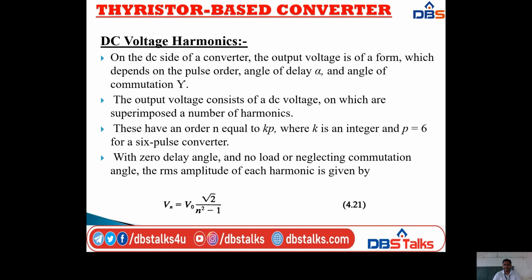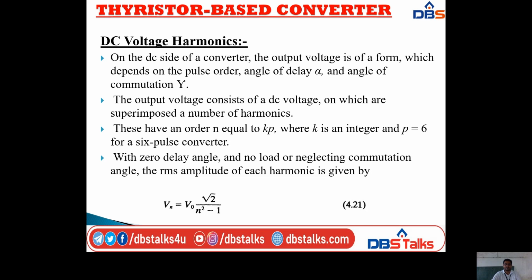Next, with zero delay angle, that means alpha is 0, at no load, or neglecting the commutation angle gamma, the RMS amplitude of each harmonic is given by Vn is equal to V0 into root 2 by n square minus 1.